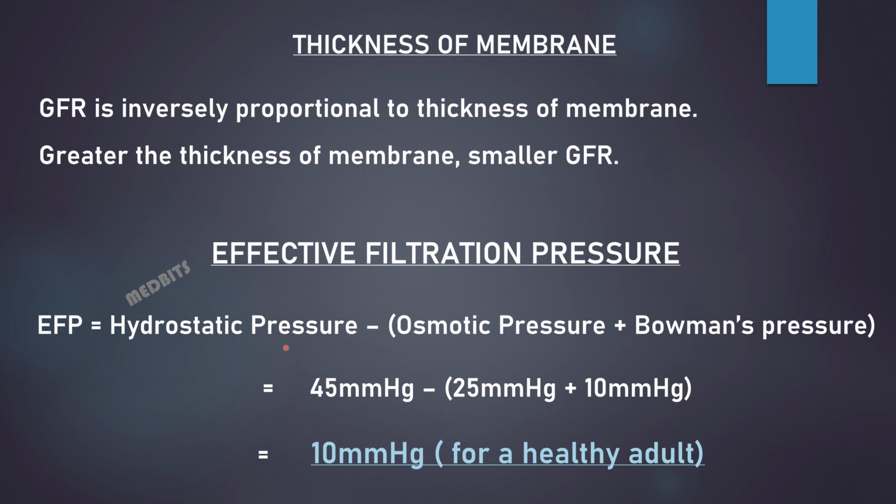Let's substitute it. Hydrostatic pressure is 45 mmHg, and then you subtract the sum of osmotic and Bowman's pressures, that is 25 mmHg plus 10 mmHg, and then the final answer is 10 mmHg for a healthy adult. This is the effective filtration pressure we are expecting for a healthy adult. The value is 10 mmHg.